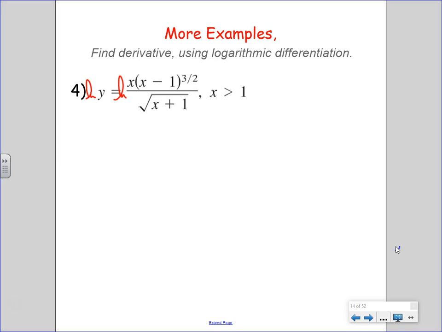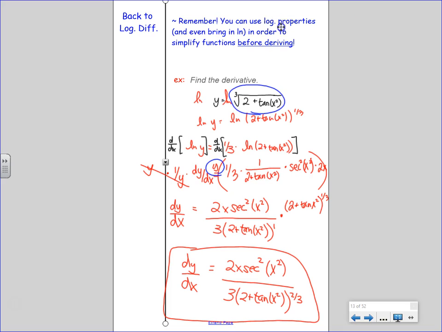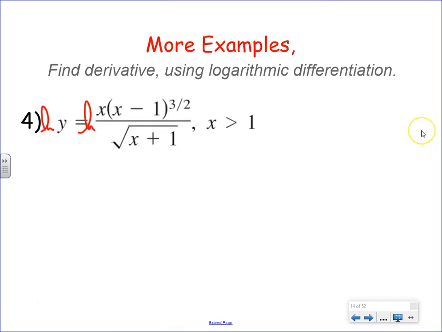What does logarithm differentiation say? I'm going to go back 1 page. What does it say? Use log properties. Is that pre-cal or cal? Pre-cal. Use log properties before deriving. You guys should have stopped me. Okay.